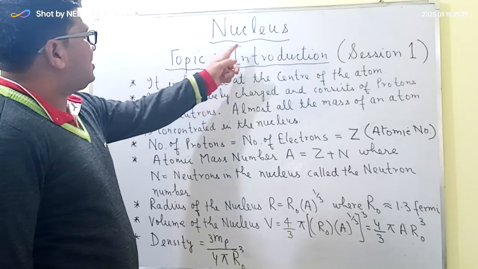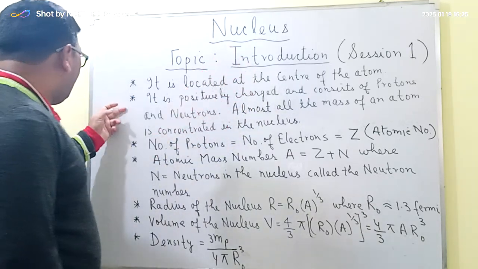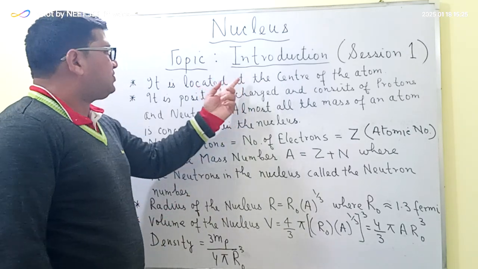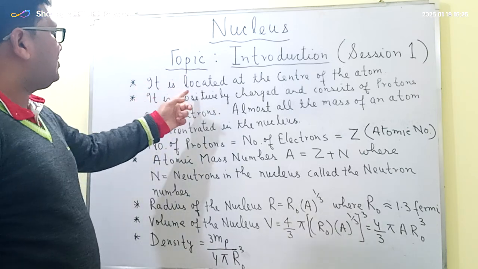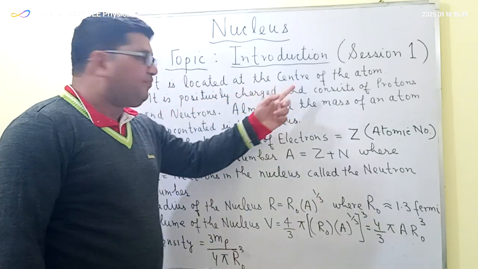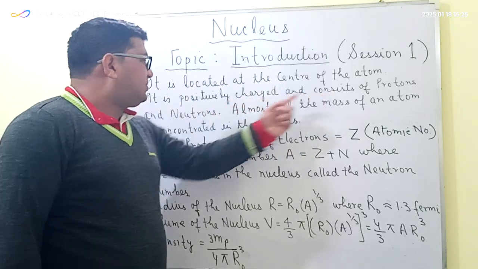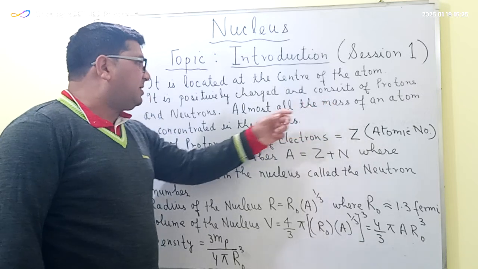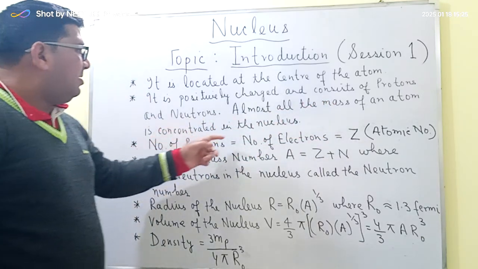The topic is the introduction to the nucleus, and based on this topic I have written here 7 important points which will help us to understand this topic in brief. So the first point is that the nucleus is located at the center of the atom, and it is positively charged, and it consists of protons and neutrons. Now proton is a positively charged subatomic particle, and neutron is electrically neutral.